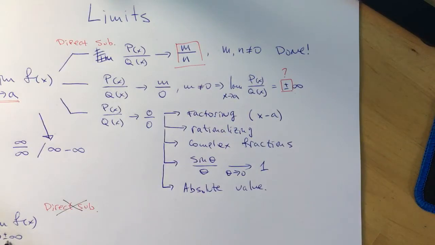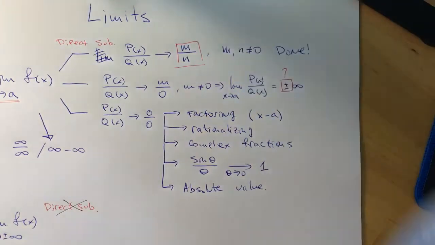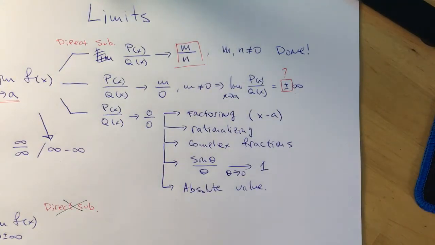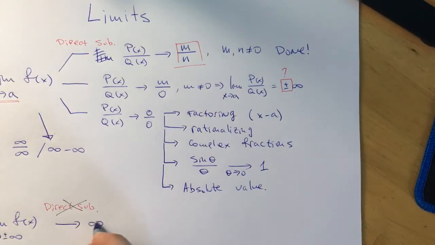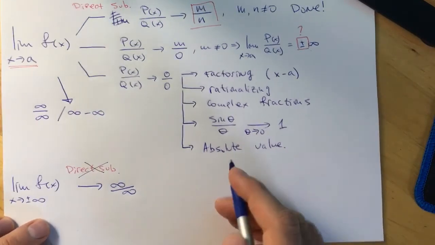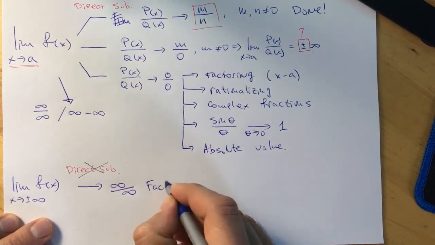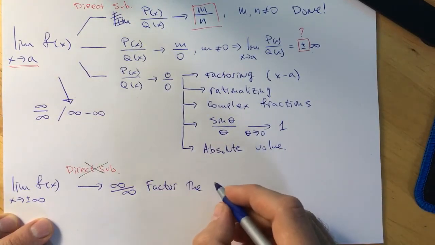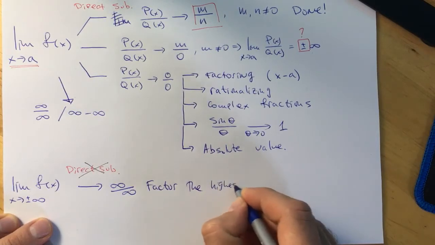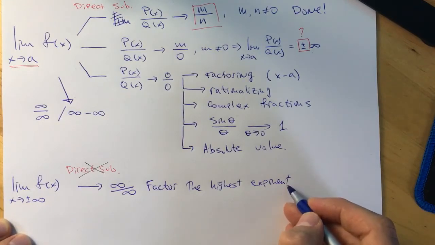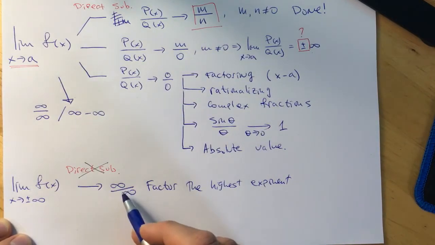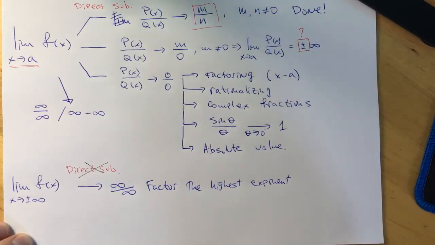When x goes to positive or negative infinity, then the situation is slightly different, okay? Usually we have infinity over infinity, so you might get infinity over infinity. How do we deal with this? Well, you factor the highest exponent, right? In the numerator and in the denominator, because that one leads to infinity. Cancel those and check what is going to happen after that.